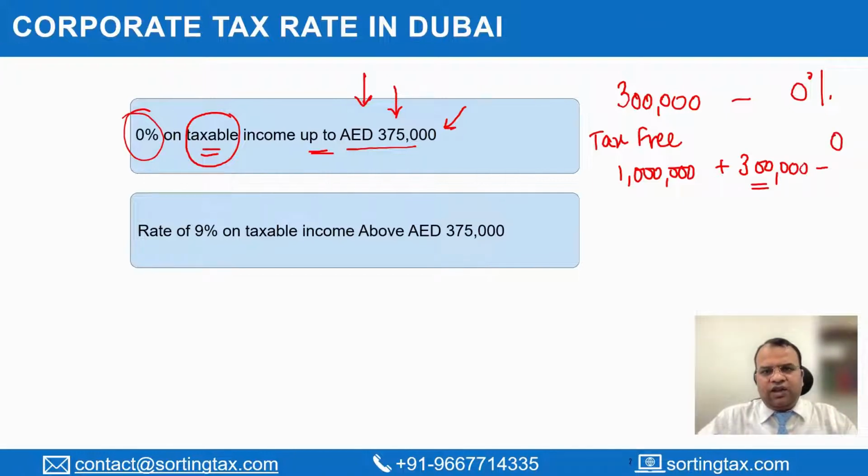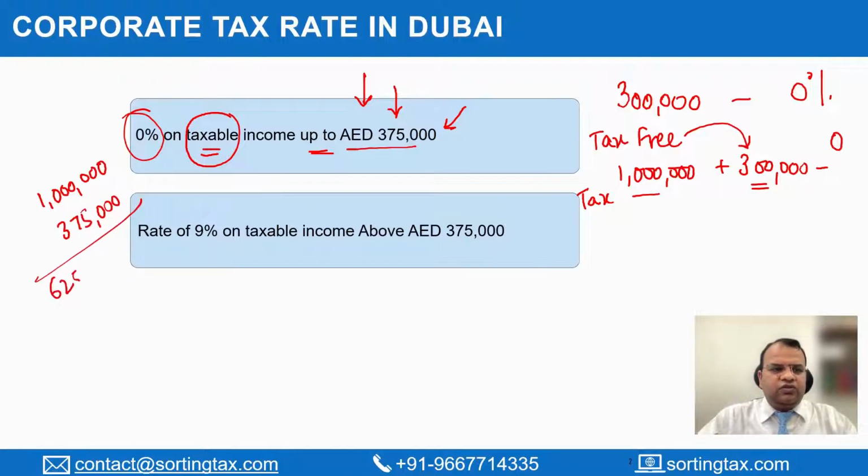However, if the tax-free income is 300,000, but the taxable income is 1 million dirhams, in that particular case, the tax liability will be based on what? It will be 1 million dirhams less 375,000. And on the balance 625,000 dirhams, tax will be payable at the rate of 9%.